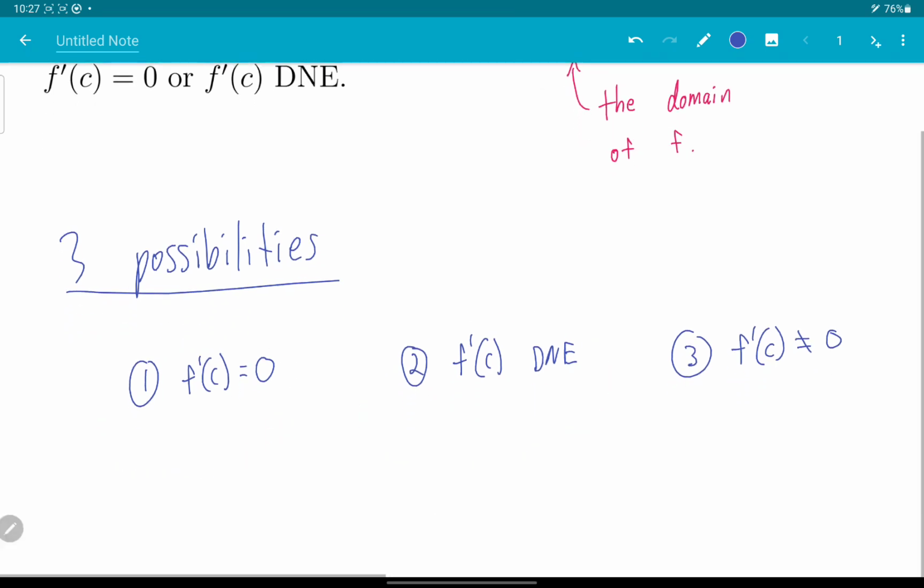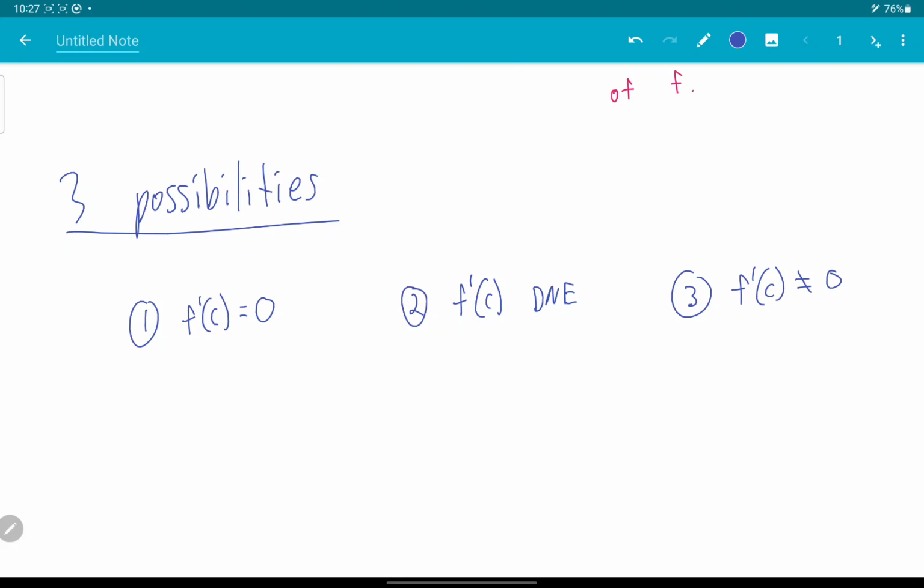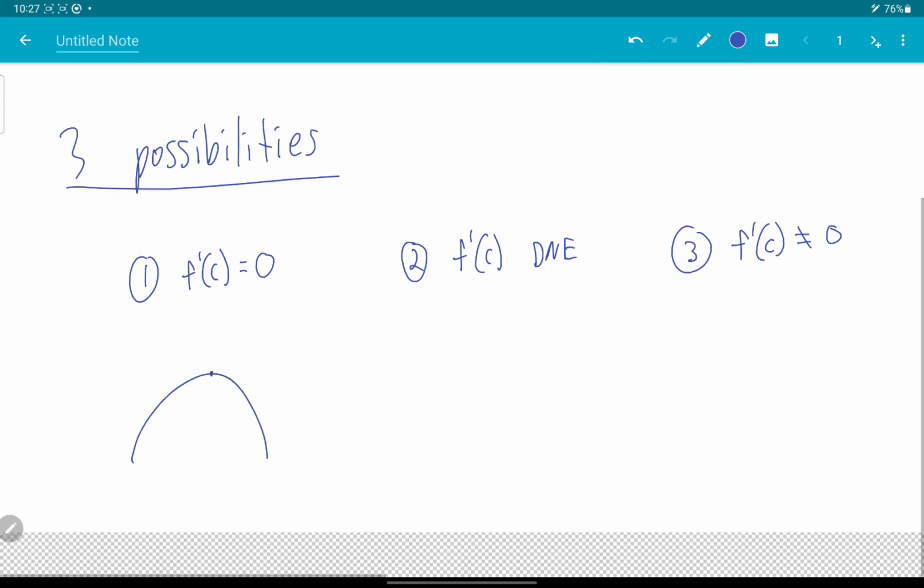Okay, so f prime of C equals 0. You can see how that could be a max. You can have a top of a hill like that. f prime of C does not exist. That could also be a max or a min. It's a bit hard to understand. Let me say it like this.